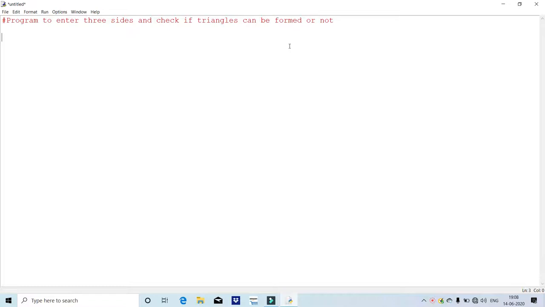You can check it for yourself. Let us say you take 2 sides as 3, 3 and the third side as 6. You will find that the triangle is not formed. You can check it for yourself.